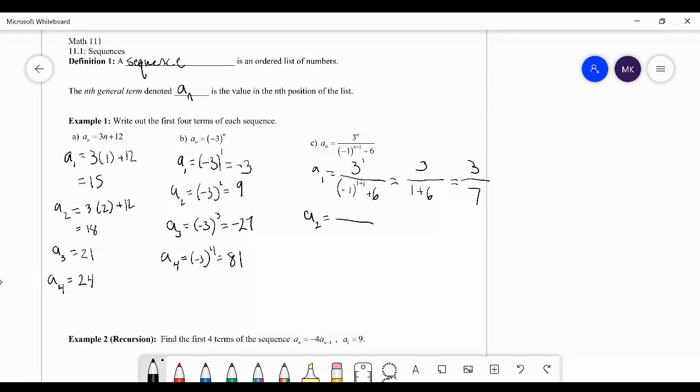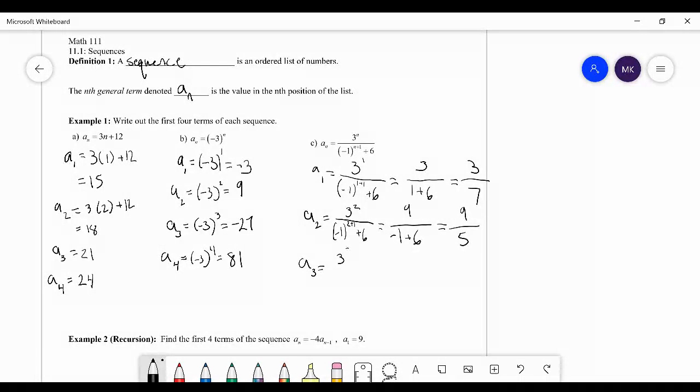A2 is going to be 3 squared over (-1) to the 2 plus 1 plus 6. So 3 squared is 9. Now 2 plus 1 is 3, and (-1) to the third power is -1, plus 6. So this is actually 9/5. Okay.